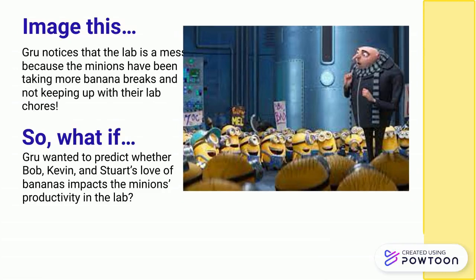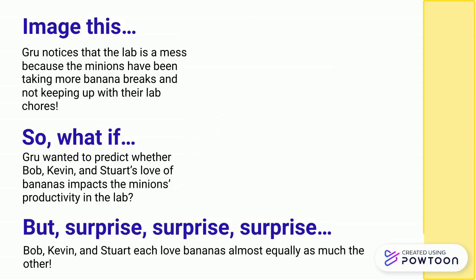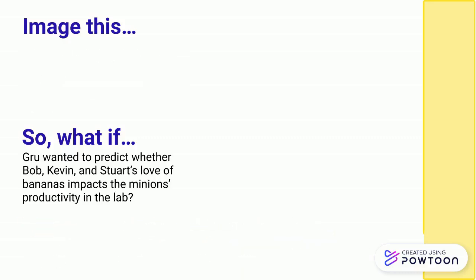Imagine this. Gru notices that the lab is a mess because the minions have been taking more banana breaks and not keeping up with their lab chores. So what if Gru wanted to predict whether Bob, Kevin, and Stuart's love of bananas impacts the minions' productivity in the lab? But surprise, surprise, surprise, he discovers that Bob, Kevin, and Stuart each love bananas almost as much as the other. So why is this a problem, you ask?